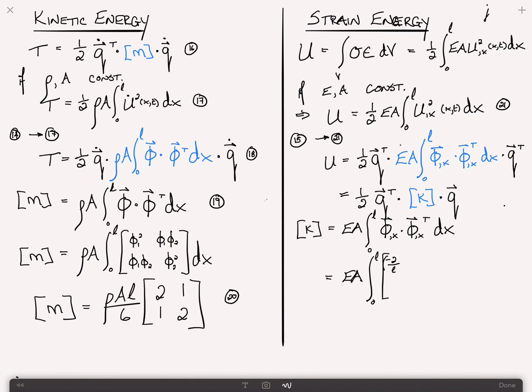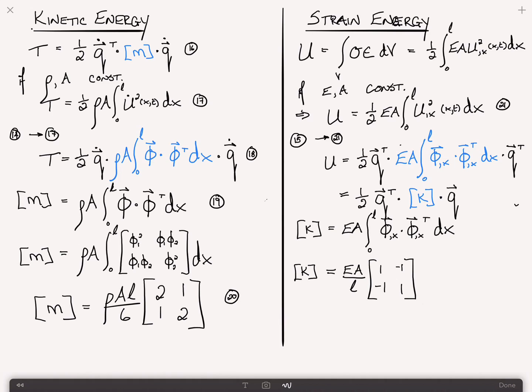You know, I'm not going to do that. Just in the interest of saving some time here, I'm going to just put in the answers. You take the derivatives of the shape functions and then plug them in here and integrate them. And what you end up with is the following. Let's say K equals EA over L times [1, -1; -1, 1].